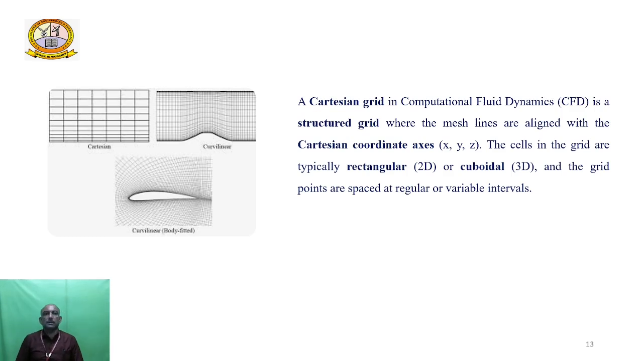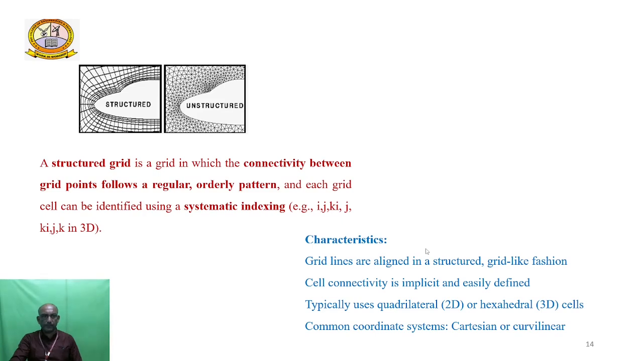The first type is the Cartesian grid. In CFD, it is a structured grid where the mesh lines are aligned. That is the important point. The mesh lines are aligned with the Cartesian coordinates, that is x, y direction. That is called the Cartesian grid. The cells are typically rectangular in 2D or cuboid in 3D. The grid points are spaced at regular or variable intervals. See the diagram. This is a Cartesian type of grid for a linear surface. Then these are the unstructured and structured types.